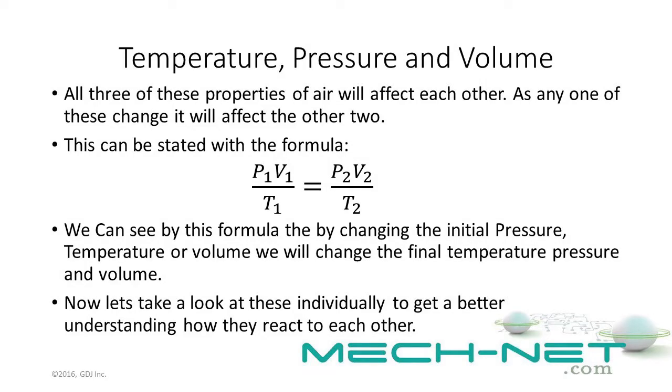Temperature, pressure, and volume. All 3 of these properties of air will affect each other. As any one of these changes, it will affect the other 2. This can be stated with the formula P1 V1 over T1 equals P2 V2 over T2. We can see by this formula that by changing the initial pressure, temperature, or volume, we will change the final temperature, pressure, and volume. Now let's take a look at these individually to get a better understanding of how they react to each other.